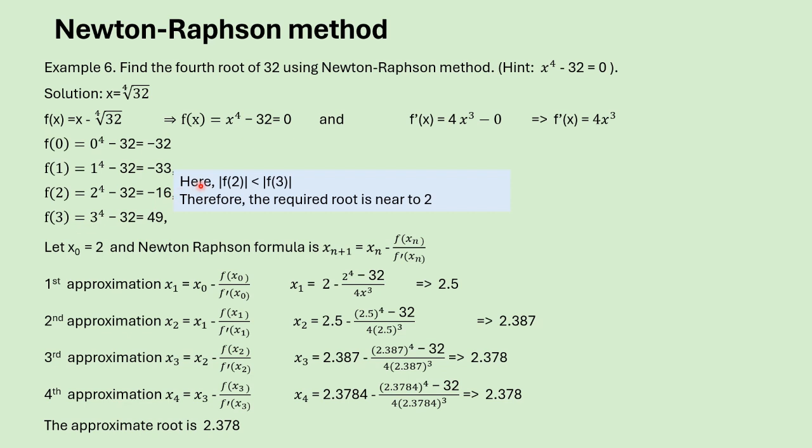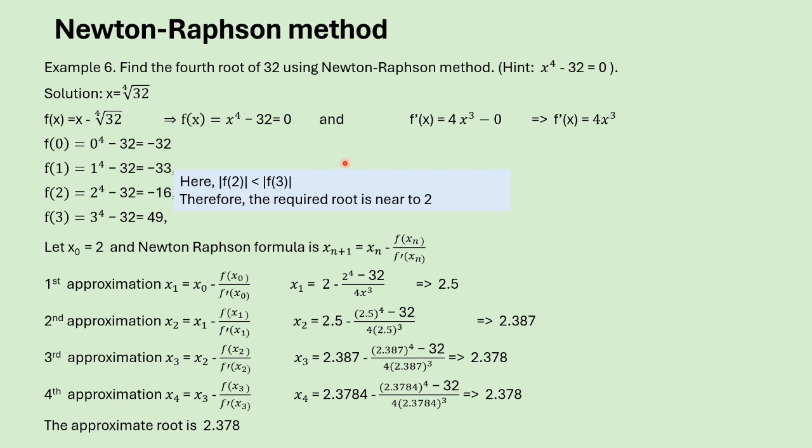Okay, so here in between these two, when we take modulus, which is less, when we take modulus of this, f of 2 is less. So the required root is near 2. So here we will be taking x naught value as 2. So this is Newton's formula. We have to substitute in the formula. X1 is equal to x naught minus f of x naught by f dash x naught. Here we have to substitute the value of x naught, which is 2. So after substituting the value, we simplify this, and simplifying we get 2.5.